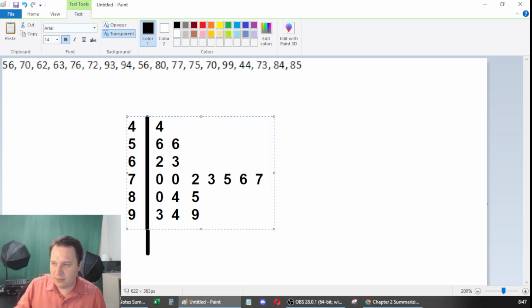Notice if you are missing one on the homework, just count the number of values, count the number in your stem plot, and then you will be able to get the correct answer. So that's how you create a stem plot. As you can see, this is kind of like a bell curve.